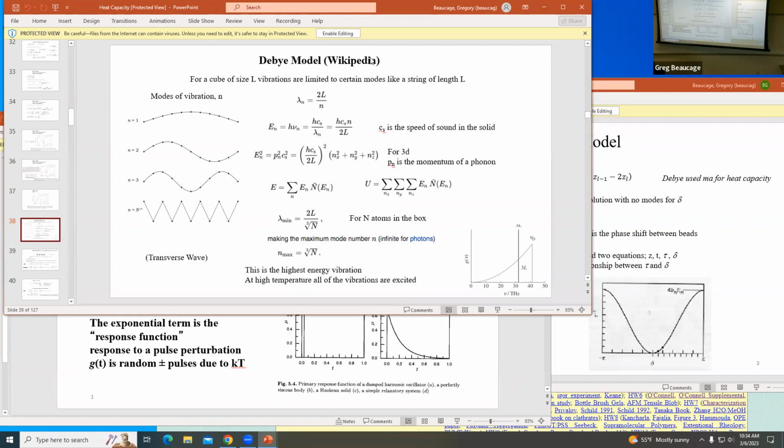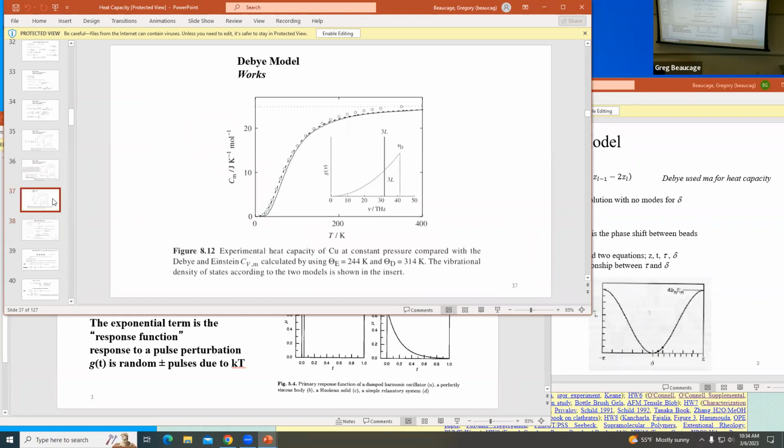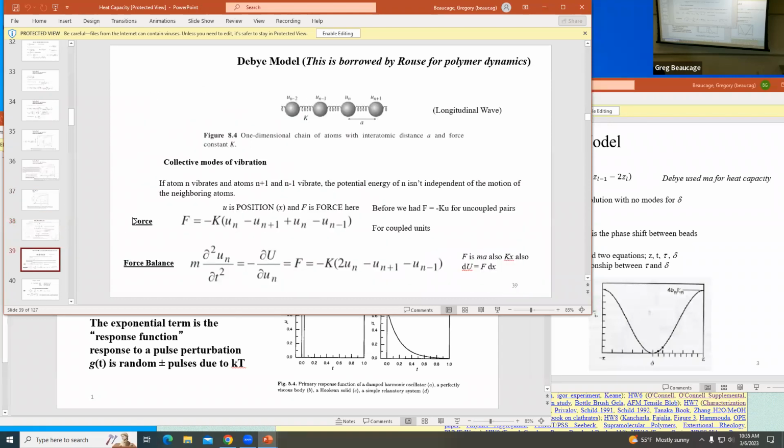So first off, heat capacity seems to have nothing to do with polymer dynamics, but the model's almost exactly the same. This is Debye's model for the heat capacity. He's got beads and springs, and he has a spring constant, and he has the same equation. It's exactly the same equation, except on this side, instead of velocity times the friction factor, he says mass times acceleration. So the same force balance, but with mass times acceleration because what he wants to get out of this is the relaxation time in terms of the mass.